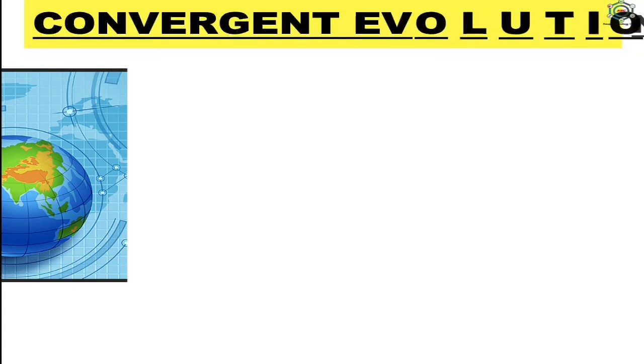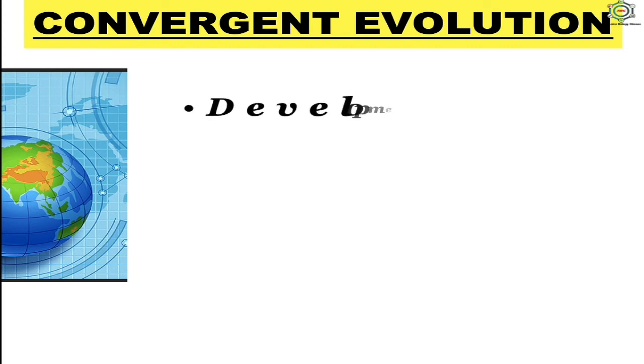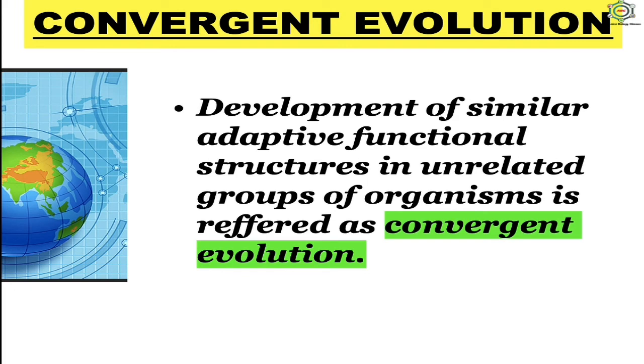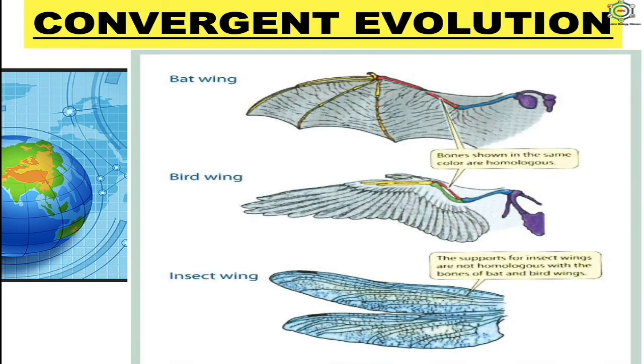Next is convergent evolution. You know that divergent evolution is based on homology and convergent evolution is based on analogy. So in convergent evolution, there is development of similar adaptive functional structures in unrelated groups of organisms. Like here you can see the example in the wings of insects, birds and bats. Insect is an invertebrate while birds and bats are both vertebrates belonging to class Aves and class Mammalia respectively. Wings in these three distantly related animal forms are used for flying in the air, but are very different in basic structure and origin. Each has evolved from a separate ancestral population differently but as a means of a more ancient mode of locomotion.